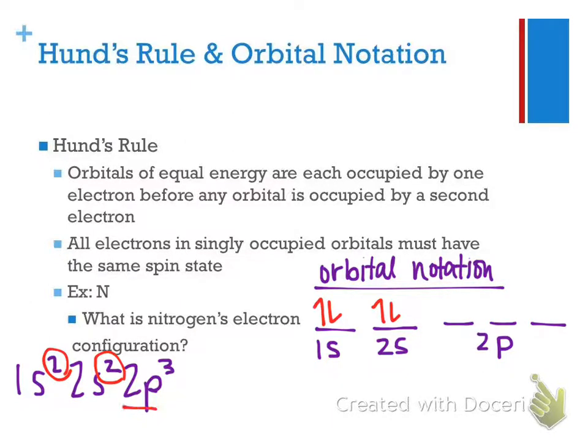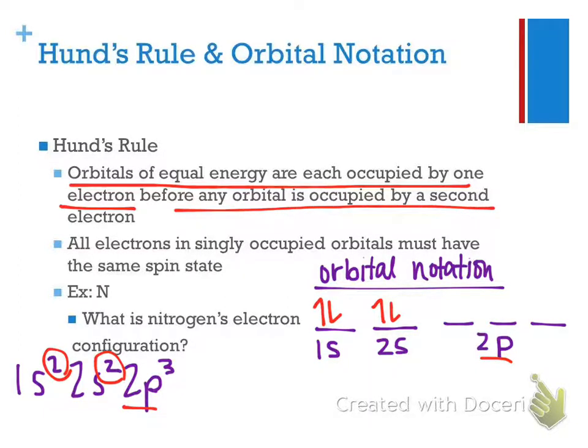We've done 4, right? We need to have a total of 7. So now 2p3, we go back to this rule. Orbitals of equal energy, which are the 2p's, must be occupied by 1 electron before any orbital is occupied by a second. So this is what we're saying. We go 1, 2, 3.